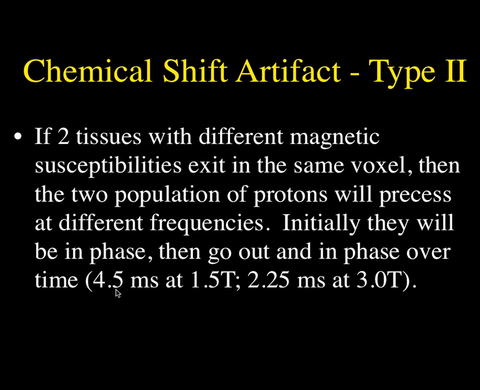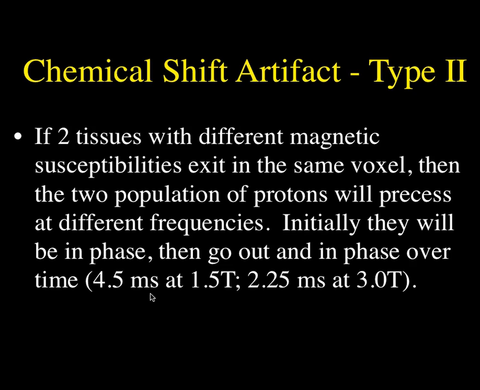So at a TE of 0, they would be in phase. At a TE of 4.5 milliseconds, they're actually out of phase. At a TE of 9 milliseconds, they'll be back in phase, and that'll go on as you increase the TE time, and this happens twice as fast at 3 Tesla. So that then allows, if you can get images with low enough TEs, you can get in phase and out of phase images.